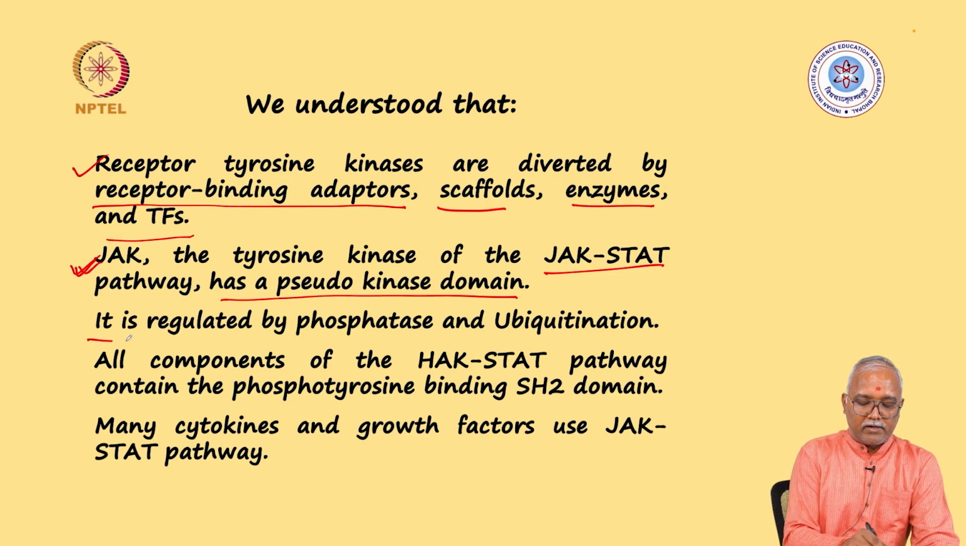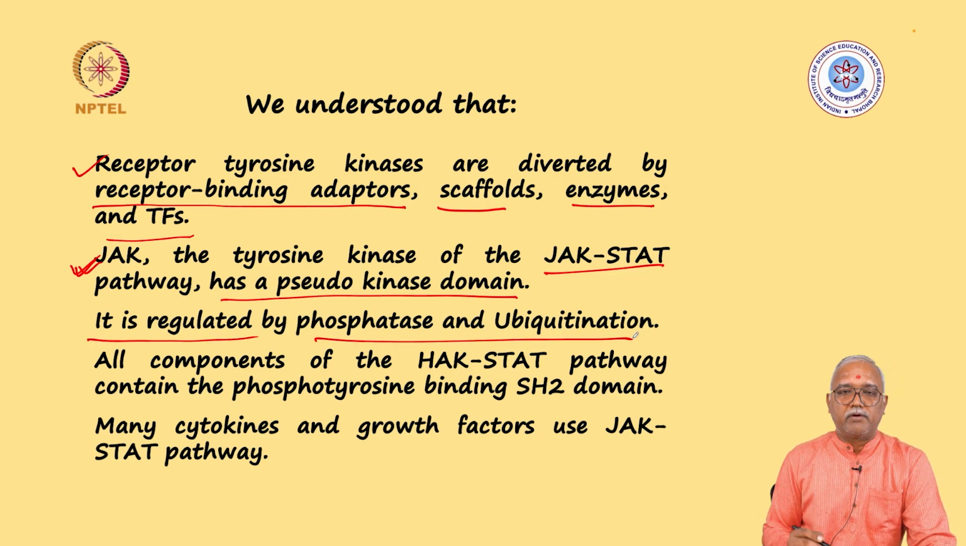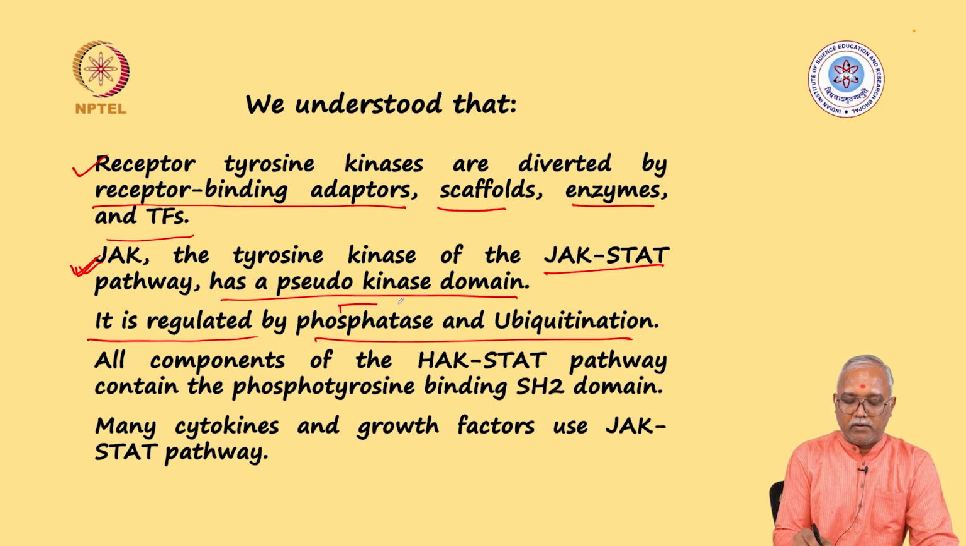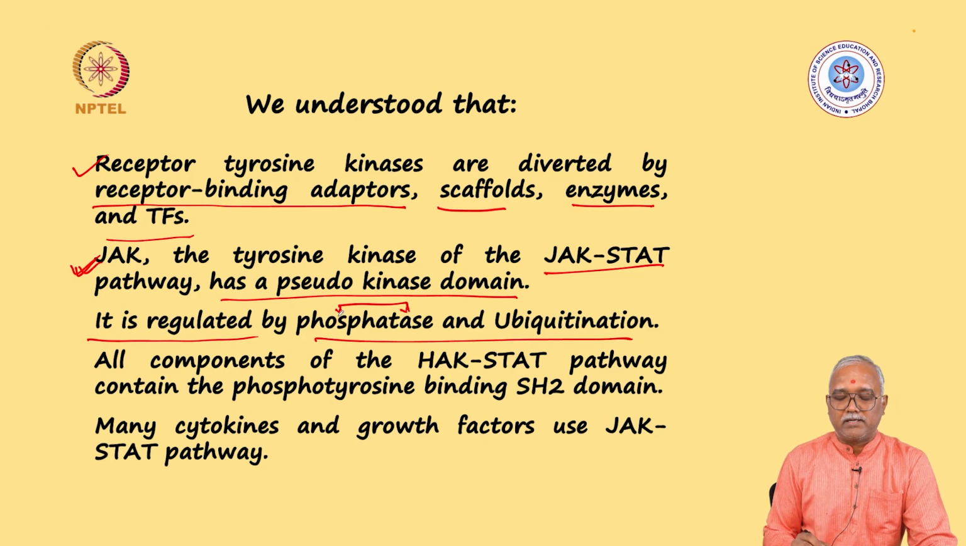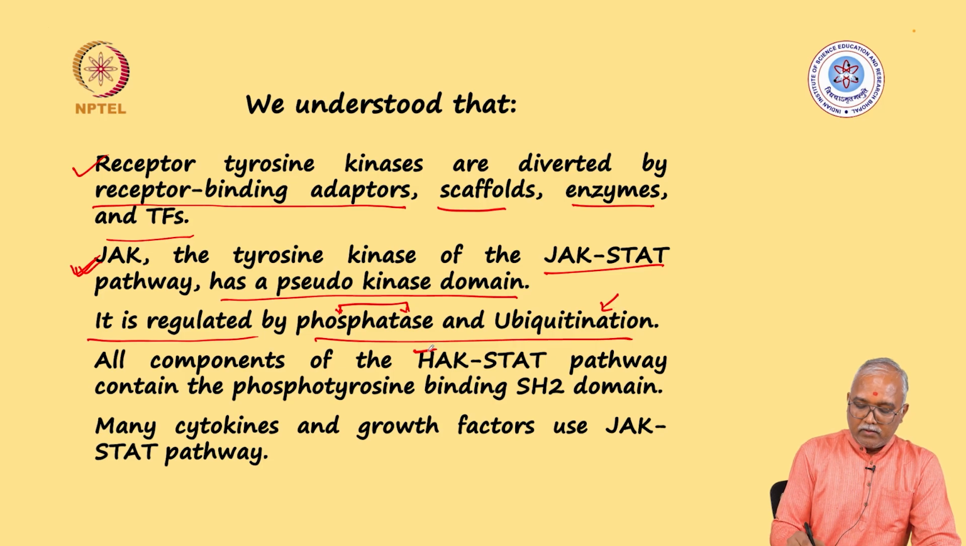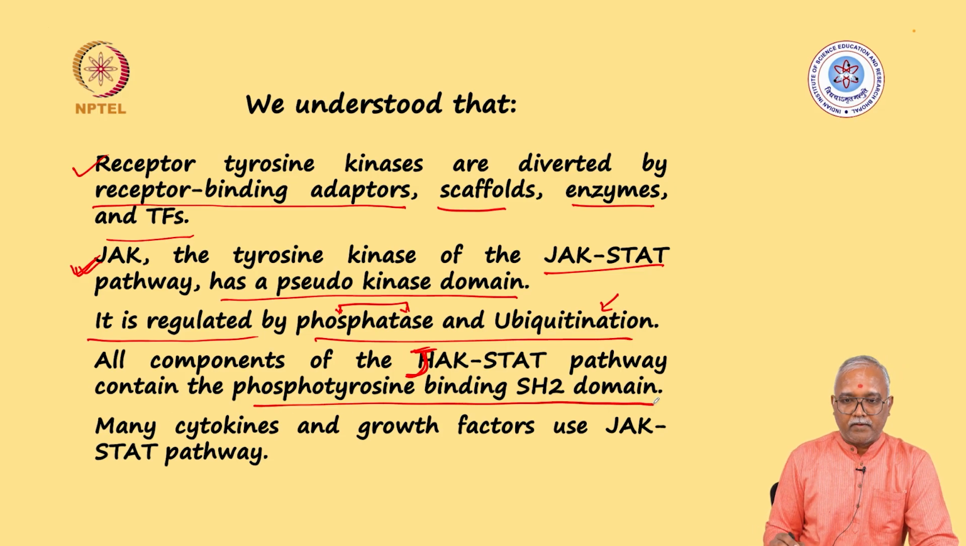It works through the JAK-STAT pathway, and it also has a pseudokinase domain which exerts a control on the activation of JAK itself, so that only when ligand is present and receptor is engaged, these JAK kinases are activated. It is also regulated by phosphatase and ubiquitination activity, because we saw how one of the important molecules had the phosphatase activity and the other molecule had the ability to induce ubiquitination by interacting with E3 ligases. All the components of the JAK-STAT pathway contain the phosphotyrosine binding SH2 domain, which helps them become congregated at the surface where the receptor is getting activated by phosphorylation by JAK.